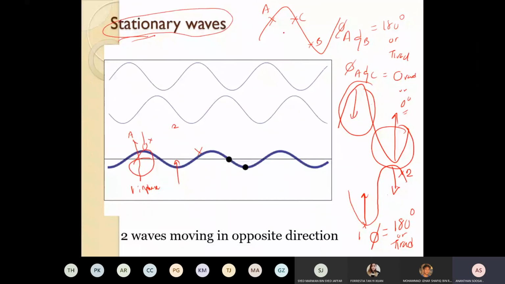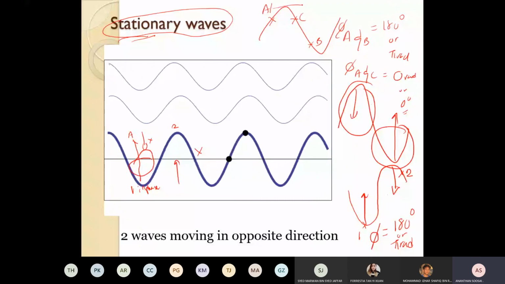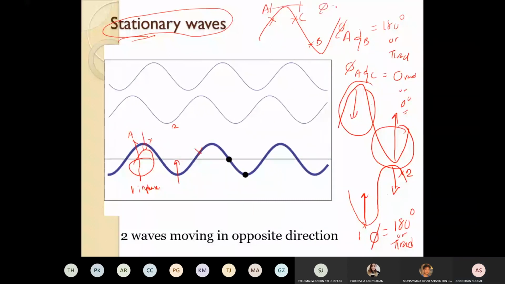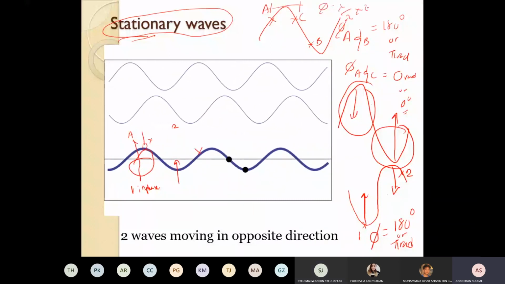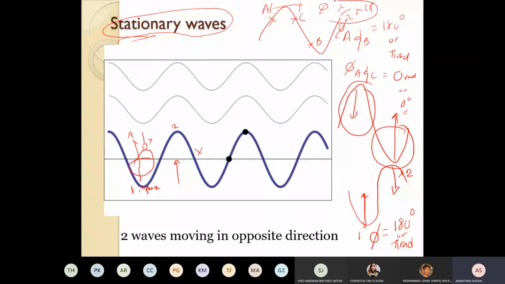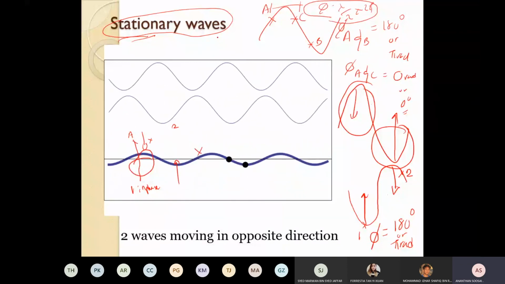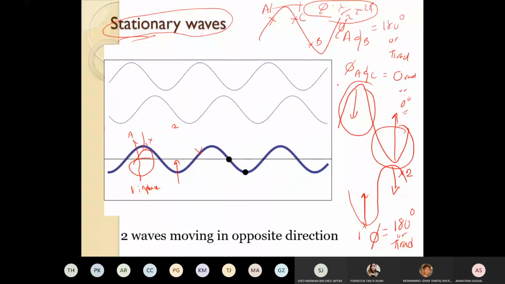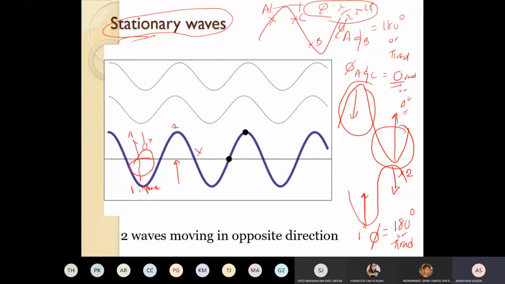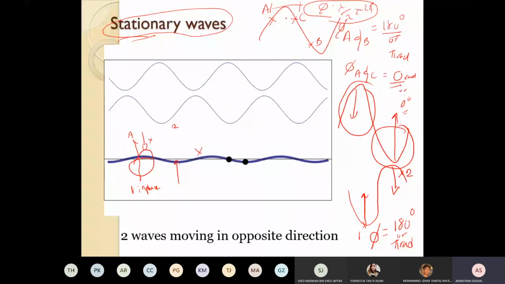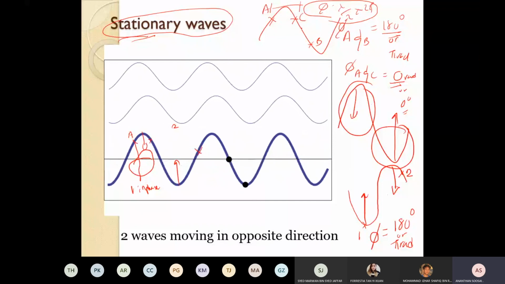If it's a progressive wave, what is the phase difference between A and C? You have to use the formula x over lambda times 2 pi. Remember again, don't ever use this formula for a stationary wave. A stationary wave only has two phase differences: either 0 if they are in the same loop, or 180 degrees if they are in adjacent loops.